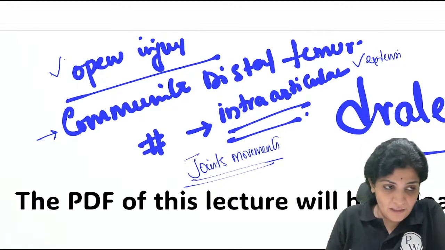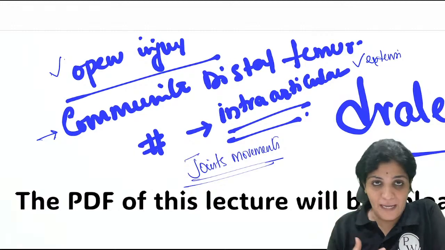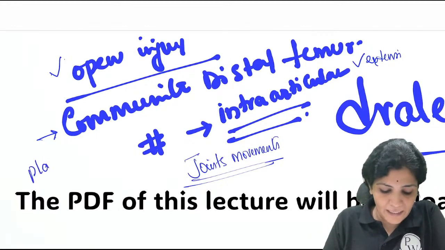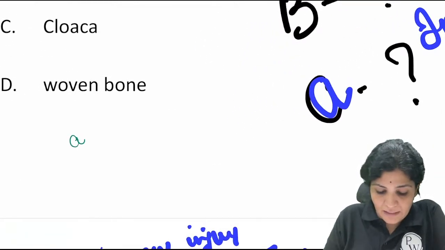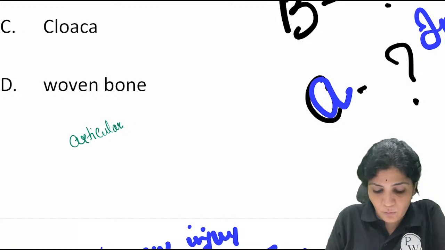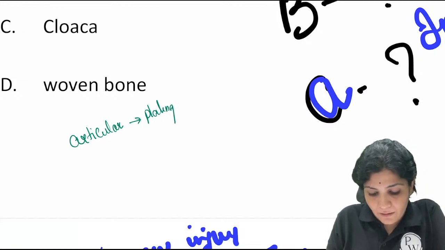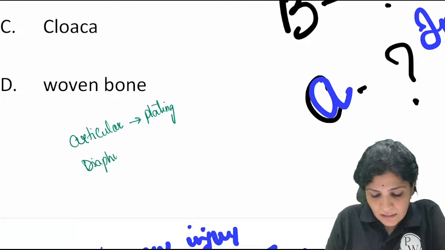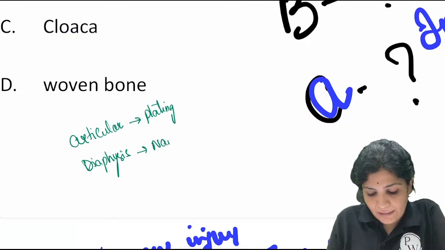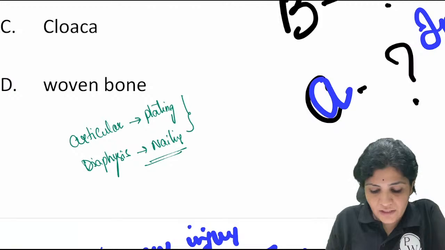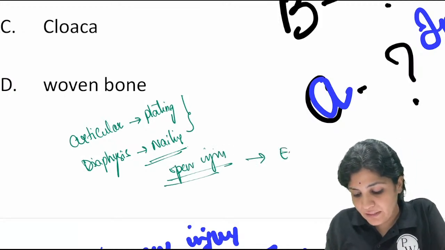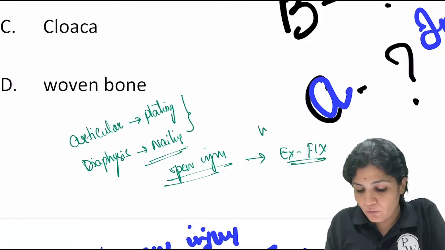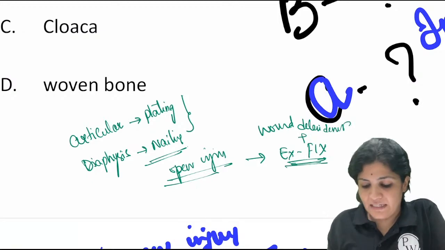And because it was an open injury, at that time we couldn't do the implants directly. You already know that whenever something is intra-articular or around the articular region, we do plating, right? If something is in the diaphysis, we go for nailing. But on that day, we were unable to do these two because of the open injury. So what we have done, we have done wound debridement and then treated with an external fixator.